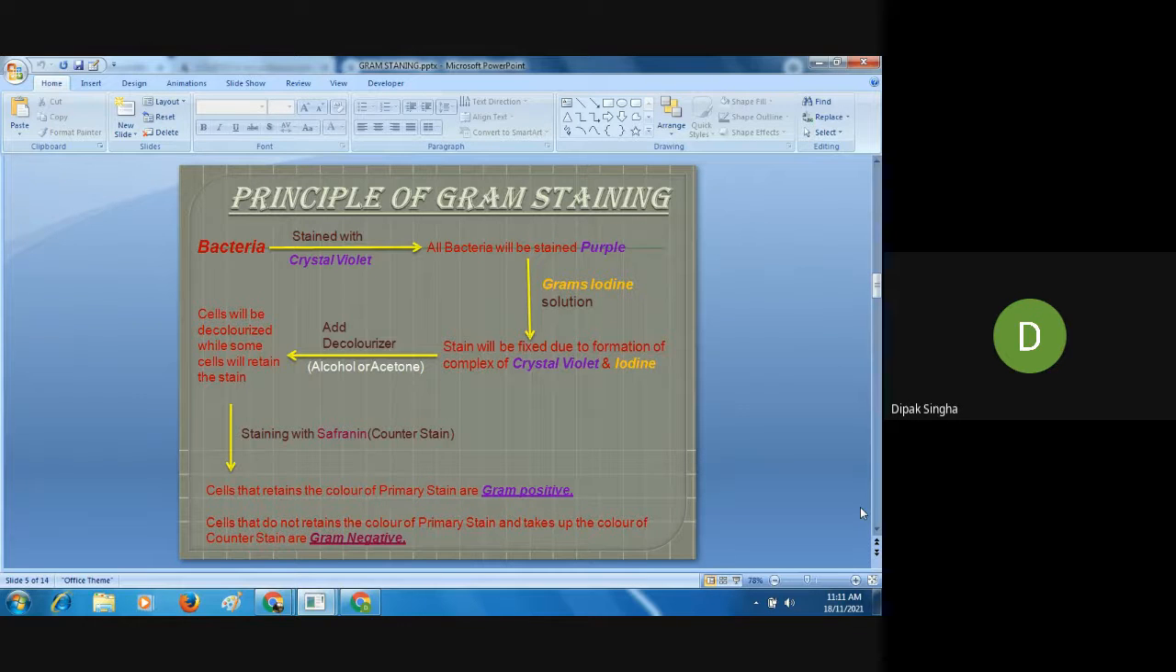So first of all the bacteria, then the bacterial smear. Those bacteria can be identified. First you prepare the smear.